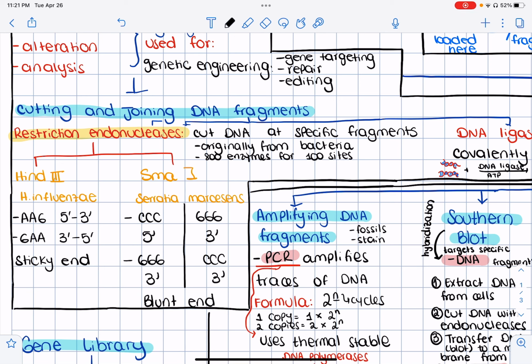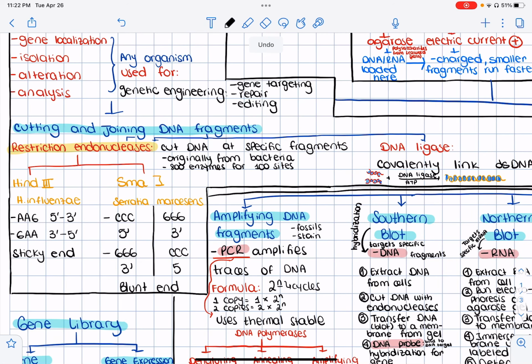HindIII, obtained from Haemophilus influenzae, cuts at the AAGCTT sequence in the 5' to 3' sense, and what remains is known as the sticky end. We also have SmaI, obtained from Serratia marcescens, which cuts at the CCCGGG sequence in the 5' to 3' sense, or GGGCCC in the 3' to 5' sense, and what remains is known as the blunt end.